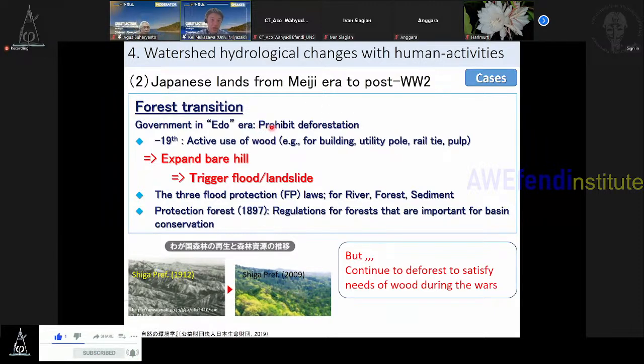But the Edo era prohibited deforestation. But unfortunately, at the end of the era, the people actively used wood for many purposes like building materials and utility poles. So the trees in the forest decreased and the bare hill has expanded in this period. And it is thought it triggered floods or landslides.